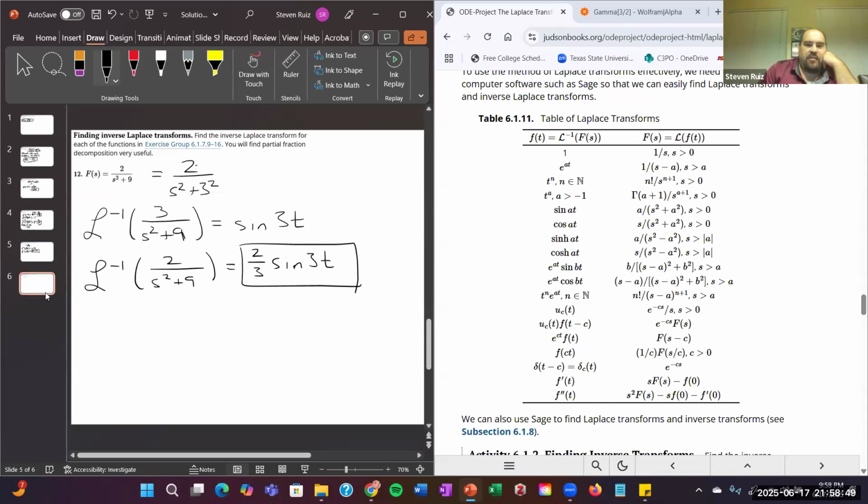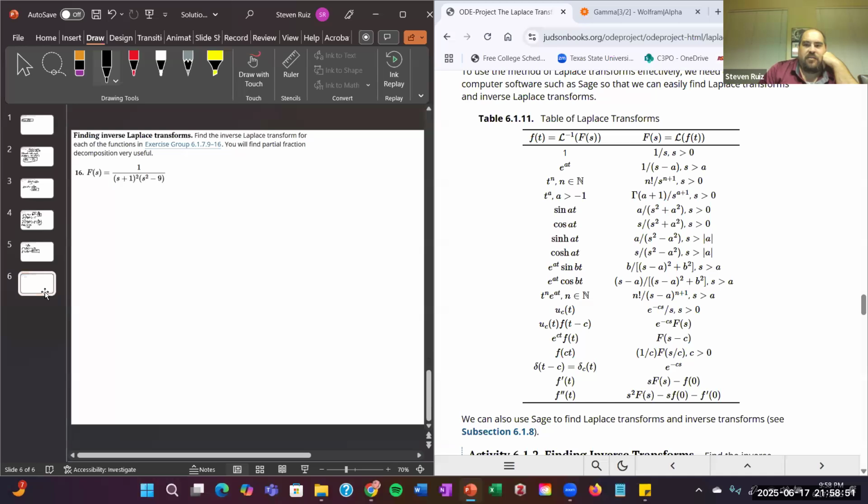All right, finally, this last one here. So I have 1 over s plus 1 squared times s squared minus 9. Do I see anything in here that has a product of denominators? So s plus 1 squared.